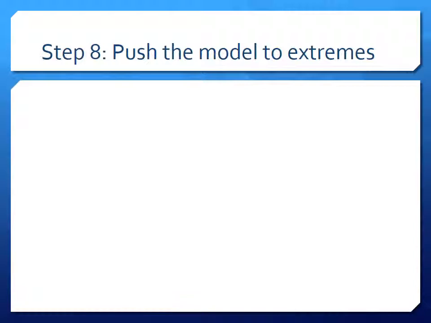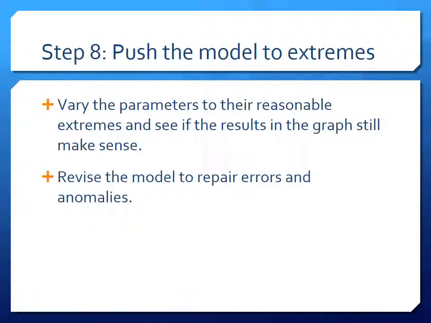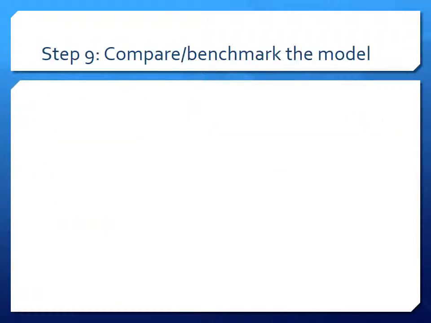The next step would be to push the model to what I like to call extreme. So try to vary the parameters to the reasonable extreme. Push them up, push them down to see if the results in the model still make sense. And if not, you can go back and revise the model to repair these errors. And you will see that these errors are fairly easy to spot once you gain some practice.